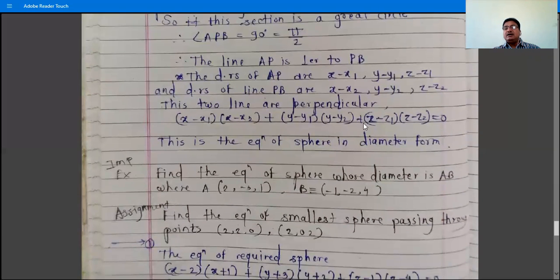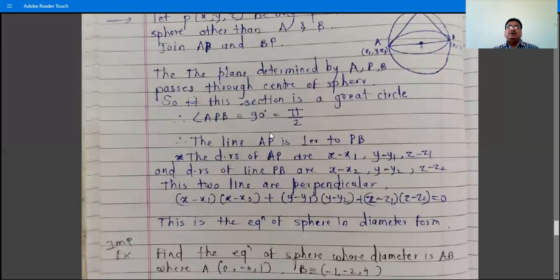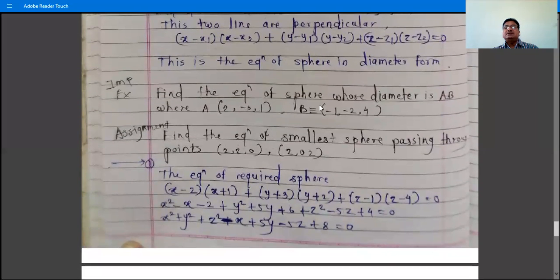And this is the equation of a sphere in diameter form. So this is a very important question. The example on this is also important. So what is the example? Find the equation of the sphere whose diameter is AB, where the coordinates of A are 2, minus 3, 1, and B is minus 1, minus 2, minus 4. That is what is given.